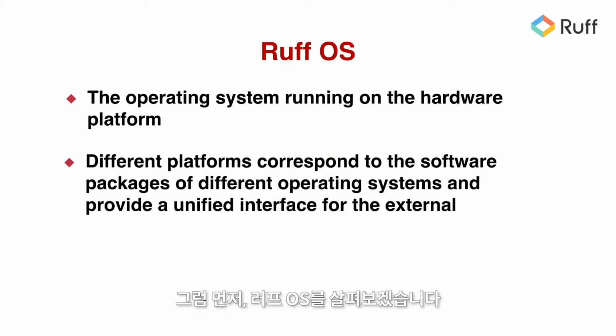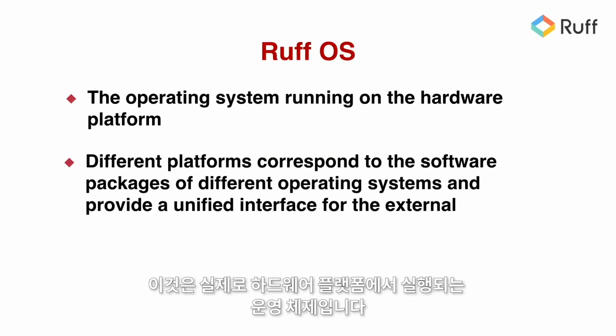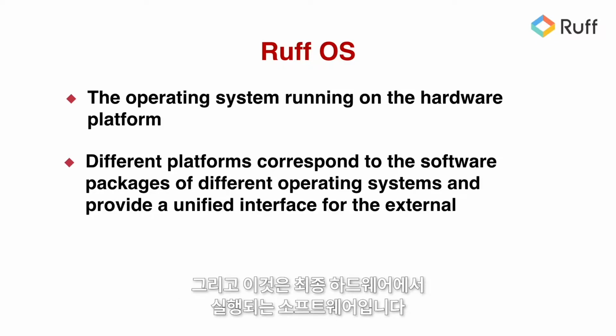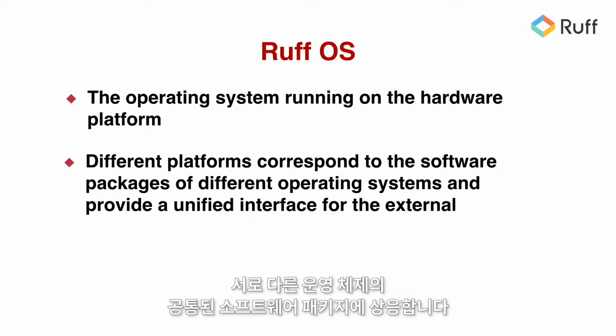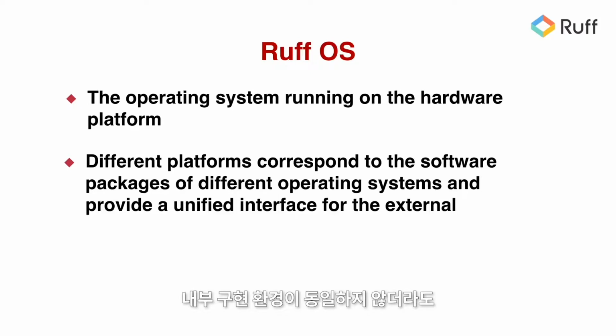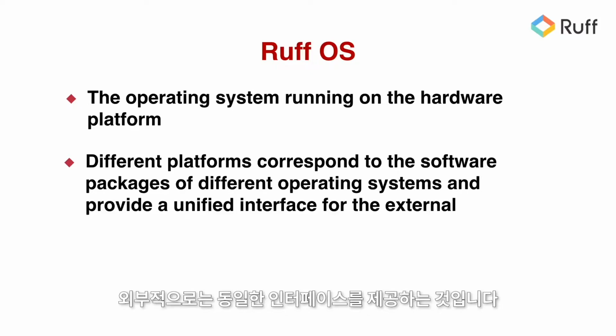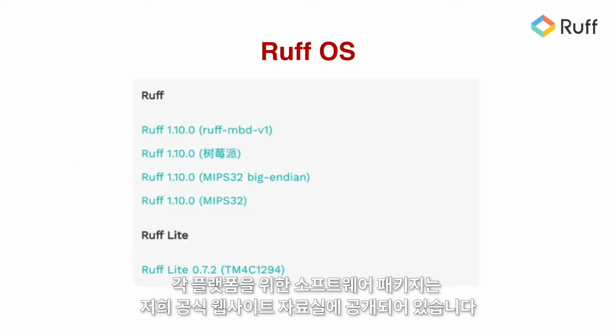First of all, let's have a look at Ruff OS. It is actually an operating system running on the hardware platform, and it is a software running on the definitive hardware. So different platforms actually correspond to one software package of different operating systems. Their internal implementation is not the same, but they provide a unified interface for the external. You can find the software packages of different platforms we have released on the download page of the official website.